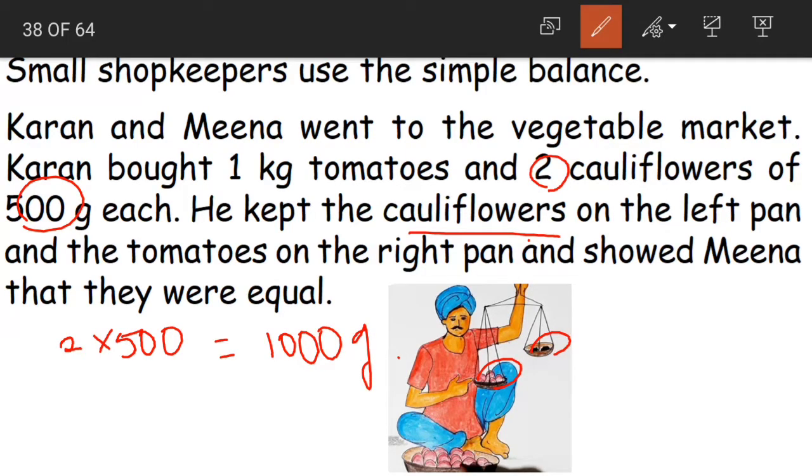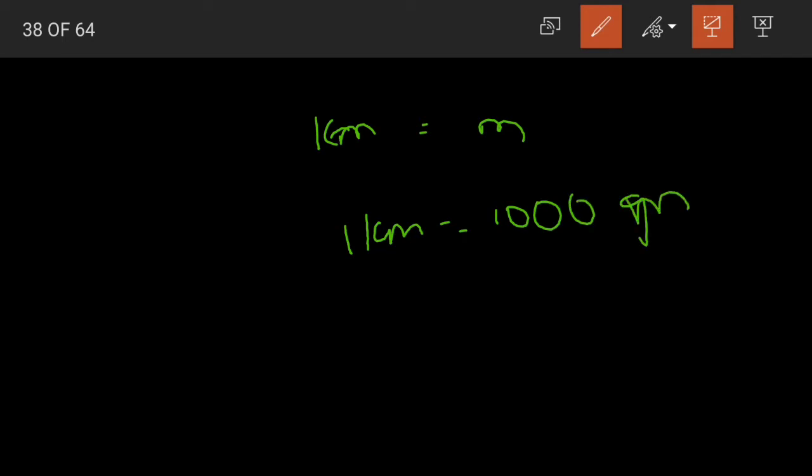Now coming to the other pan, he kept our tomatoes. How many tomatoes did we take? We took 1 kg of tomatoes. Again, if you remember children, while converting from kilometers to meters, what was the relationship here? 1 kilometer is equal to 1000 meters. In the same way, 1 kilogram is equal to 1000 grams.